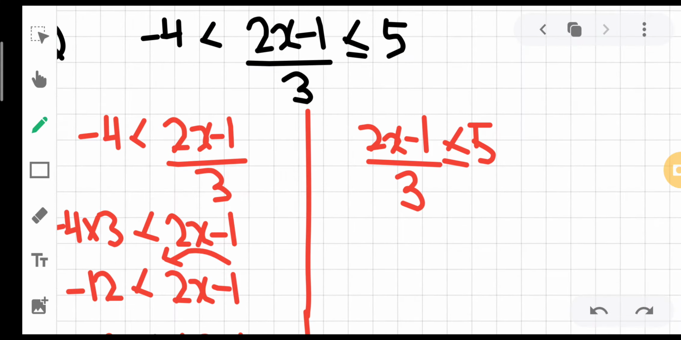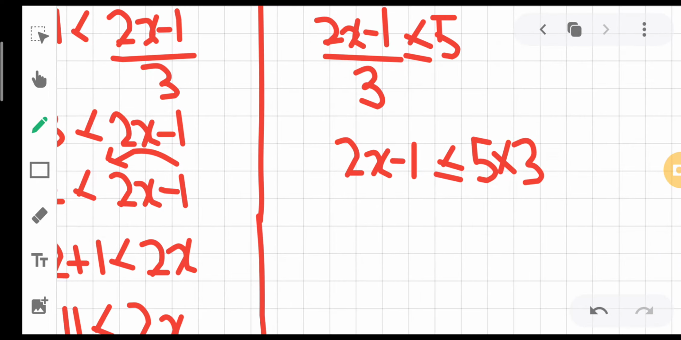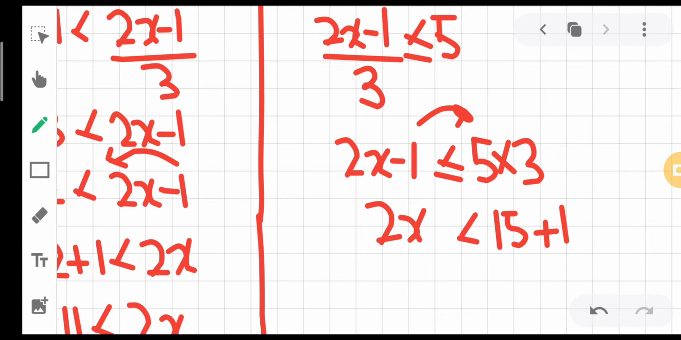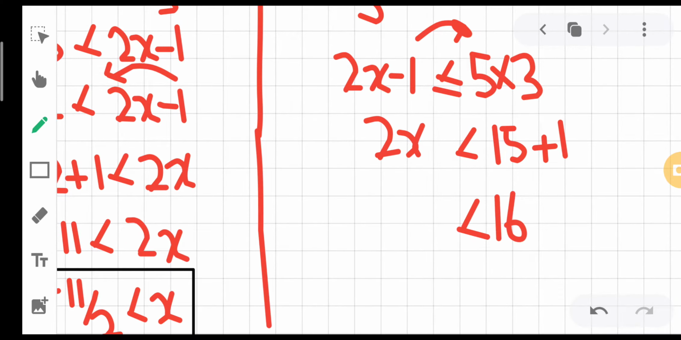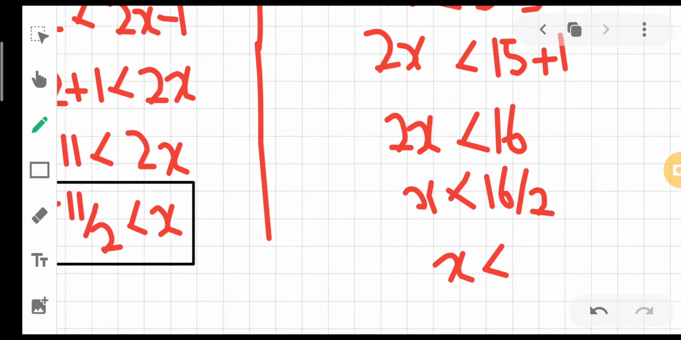3 is in division, has to be shifted into multiplication. This is 2x minus 1, 5 multiplied by 3. 5 into 3 comes out to be 15. This one shifts right there, becomes positive 1. This is 2x. 5 plus 1 comes out to be 16. This is 2x. The value of x comes out to be 16 divided by, not equals to sign, sorry, 16 divided by 2, and the value of x comes out to be lesser than 8.